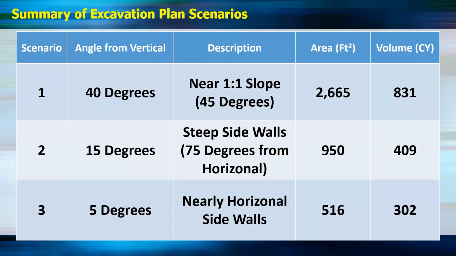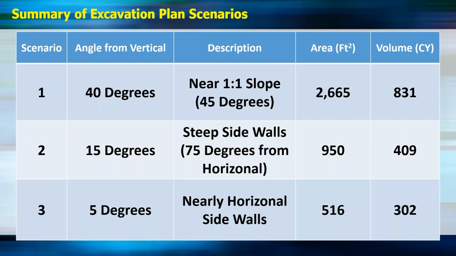And then here's a summary of all three of those scenarios. That first one was a 40-degree angle from vertical, which is about a near 1-to-1 slope, 1 foot down, 1 foot over, and the volume and area of what that would be. Then 15 degrees, which is quite steep sidewalls, about 75 degrees from horizontal, and then nearly vertical sidewalls, 5 degrees from vertical, and what that volume would be. I just wanted to illustrate how different these volumes and areas are with these different angles.